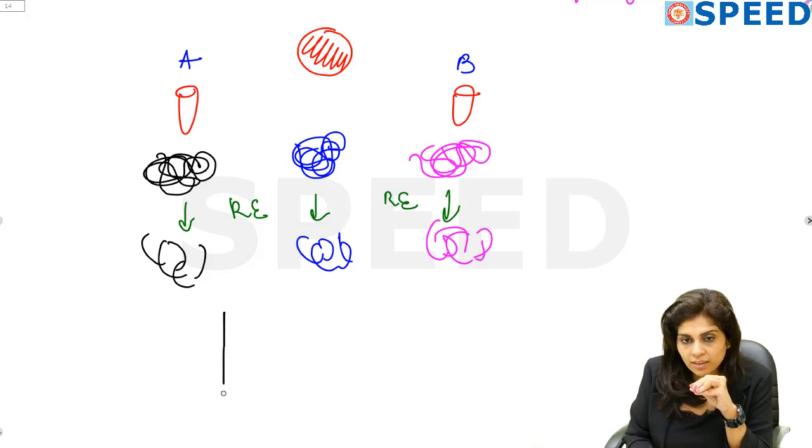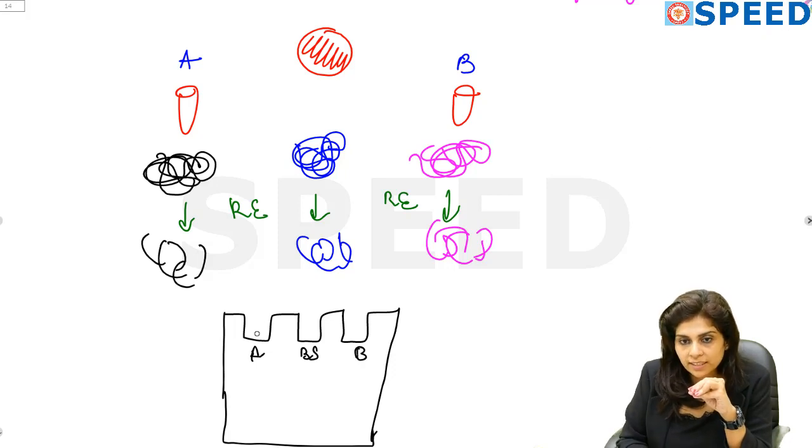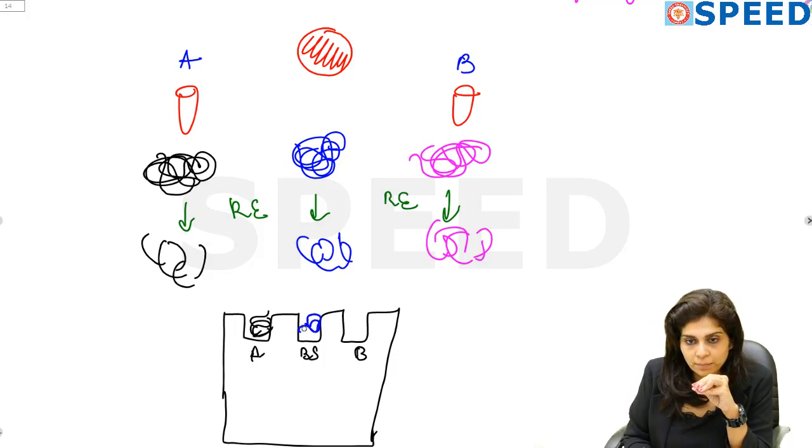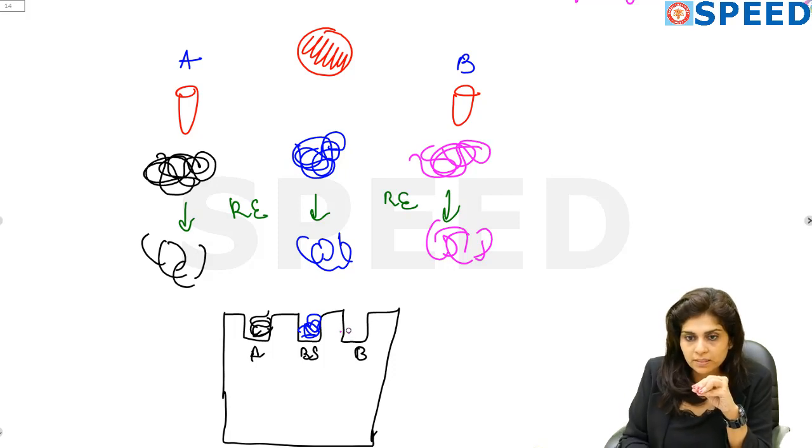So what I am drawing here is again a polyacrylamide gel with 3 wells. Let me name these wells as A, then blood stain, and then suspect B. So into the A well, I have added the restriction digest of person A's blood sample, and into the blood stain well I have added the restriction digest obtained from the blood stain, and finally person B's restriction digest.